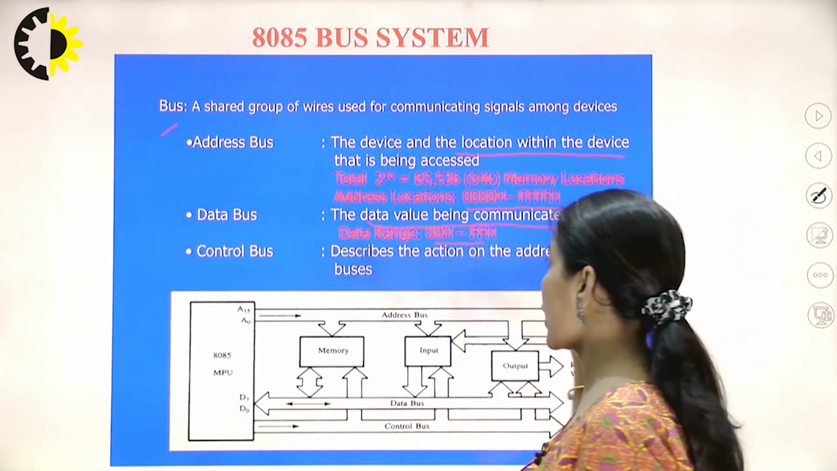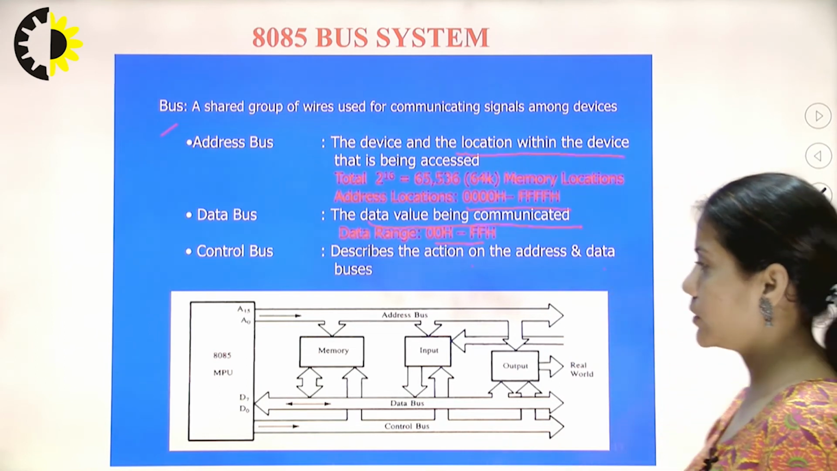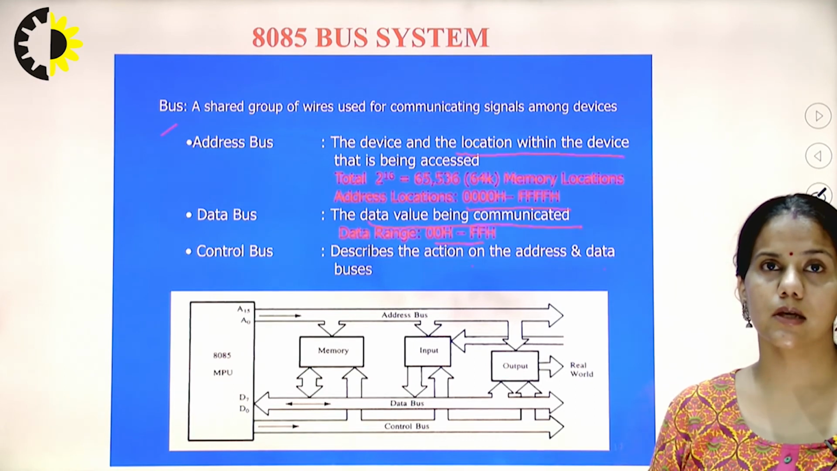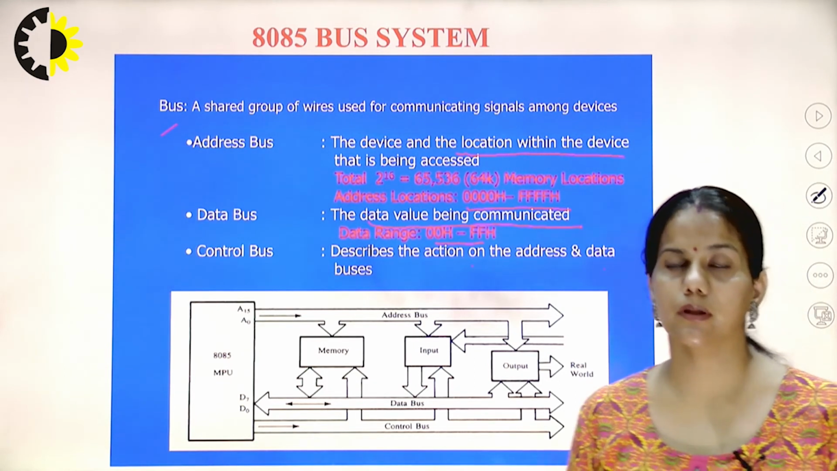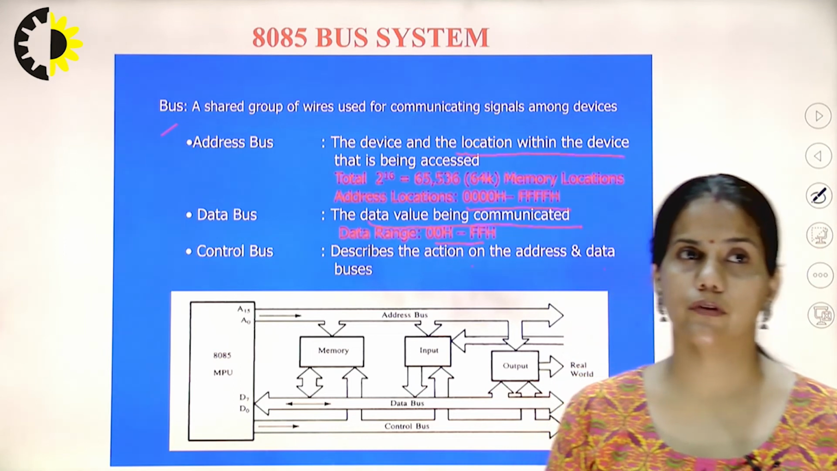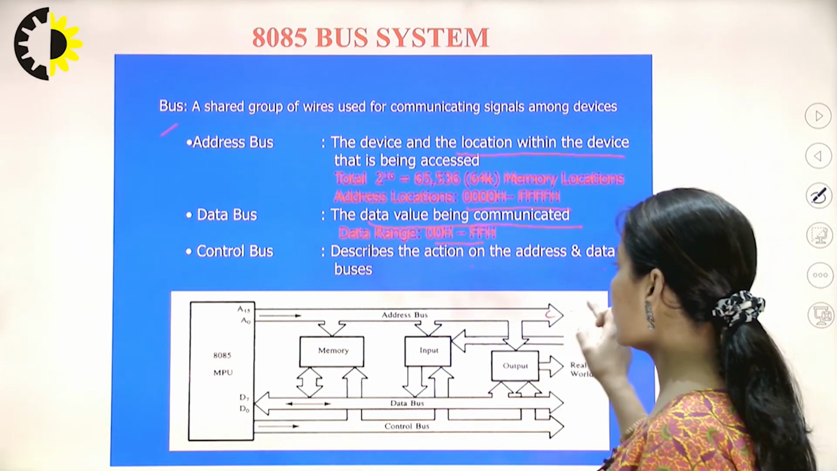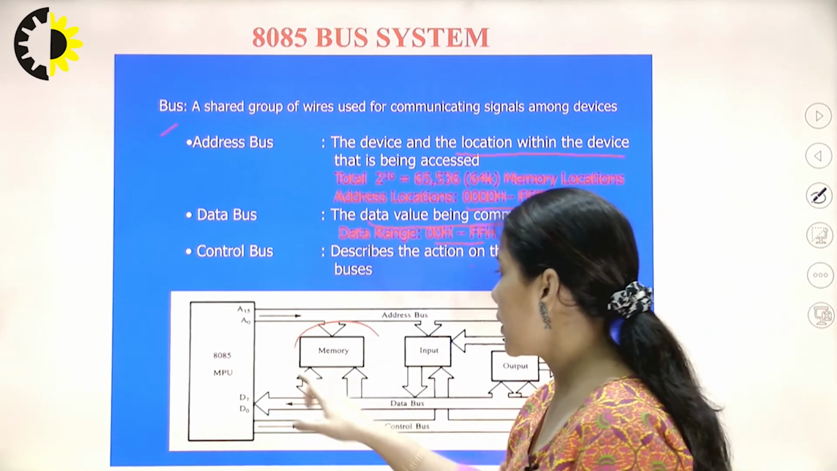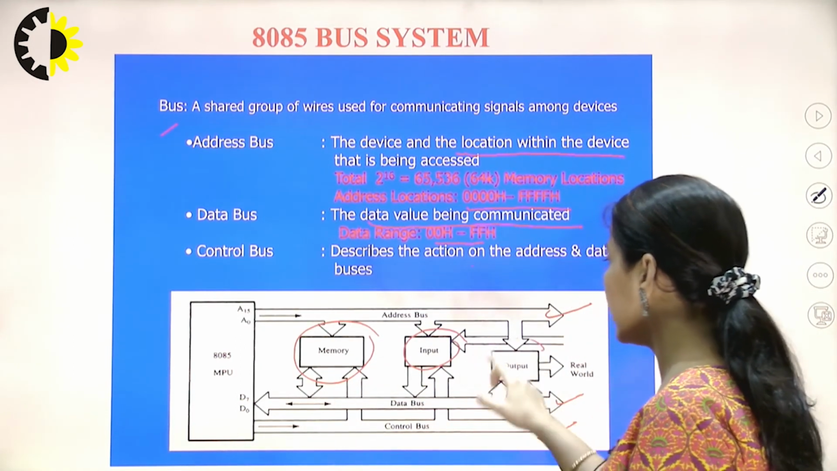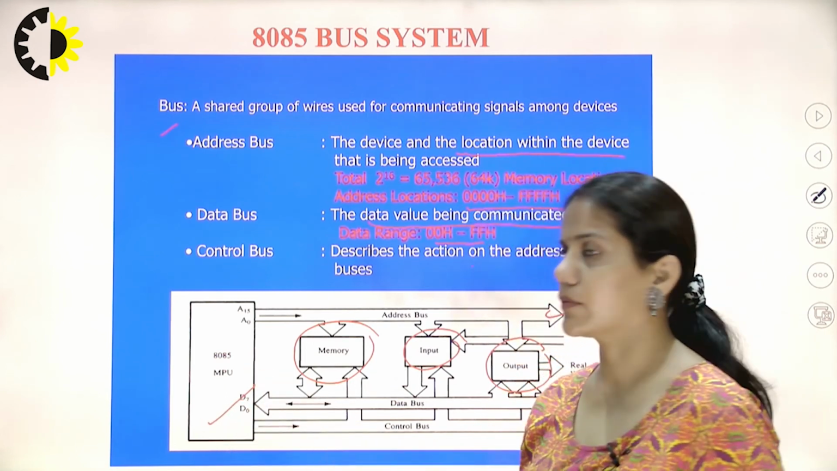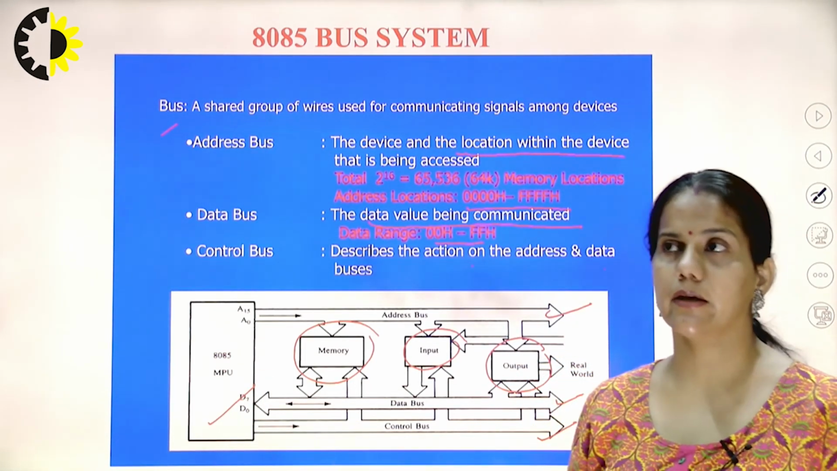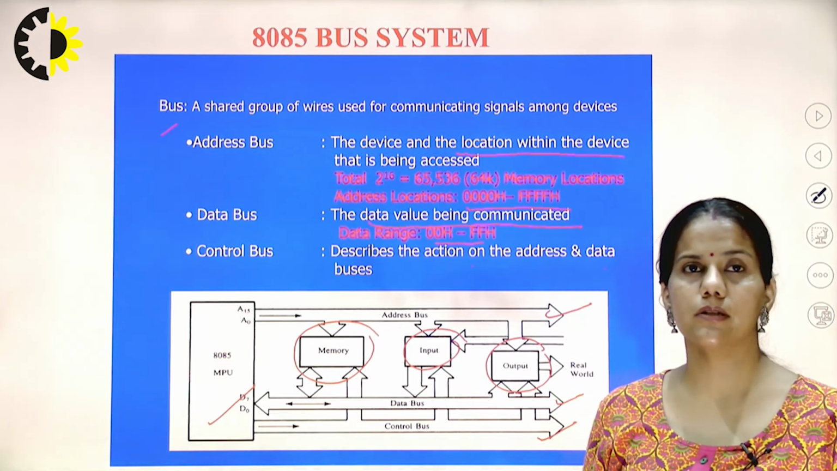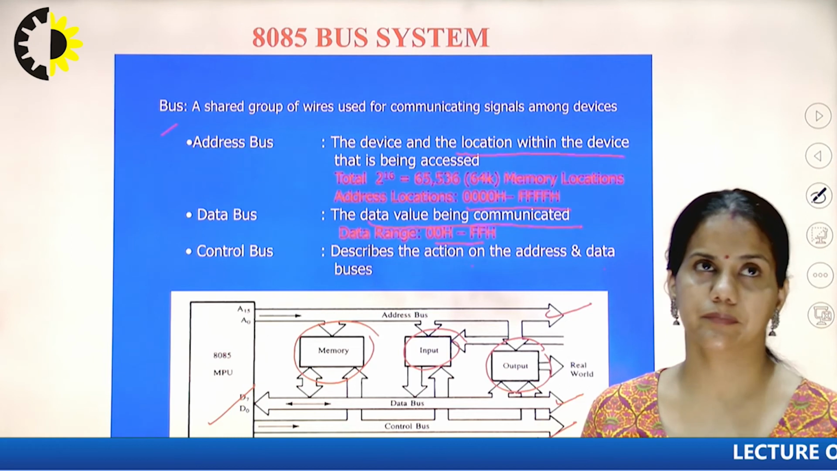Control bus describes the action on the address and the data buses. So control bus is basically used to carry the various control and status signals being driven during the execution of any operation. We can have a look at this address bus, data bus, control bus, and with this there are memory, input and output devices, and this is our processor. All these data, address and control buses are very essential for the various operations taking place with our microprocessor.